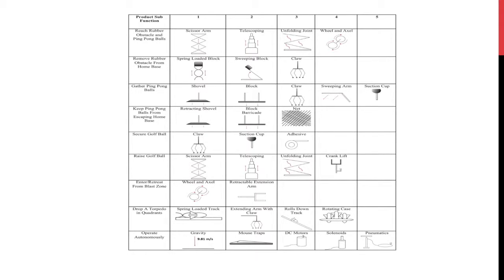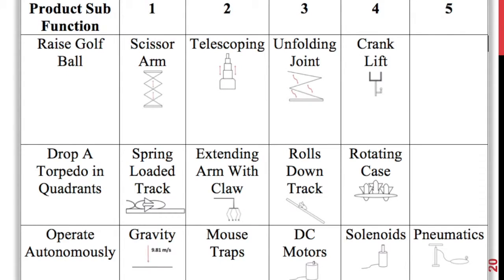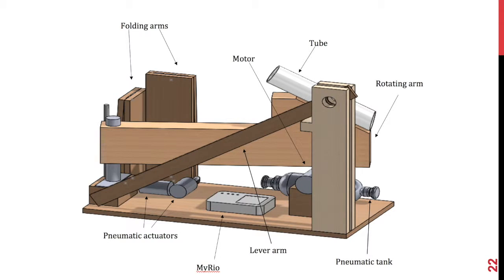Now let's move on to our morphological chart. The morphological chart is extremely useful and a great tool because it takes the subfunctions from our function tree and depicts certain mechanisms that can be used in our final design to complete each of the tasks and each of the subfunctions required in order to come up with a successful design. Now let's move on to our preliminary designs.